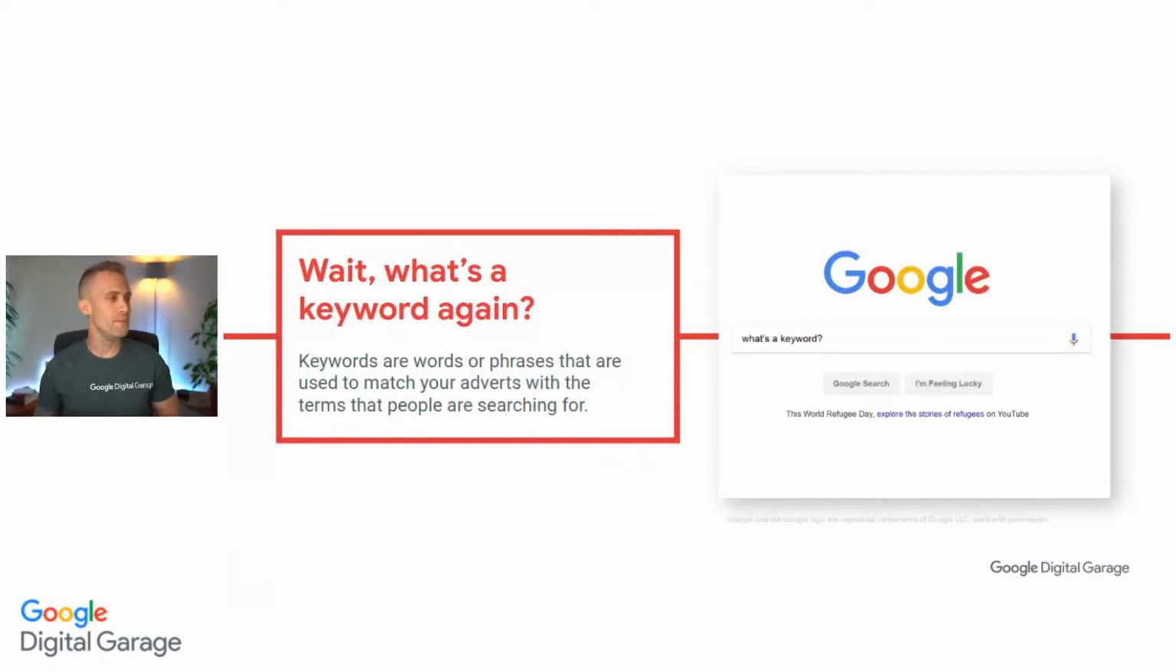So keywords are words or phrases that are used to match your adverts with the terms that people are searching for. So I often ask the question, why is a tightly themed keyword list so important to a charity, organization, or a business? Because essentially, when we're using search engines, you have yourself, which is your business, your charity, or your organization, and then you have your customers. And in between that is the internet. But the one driving factor between the two in terms of search engine is going to be the keywords.